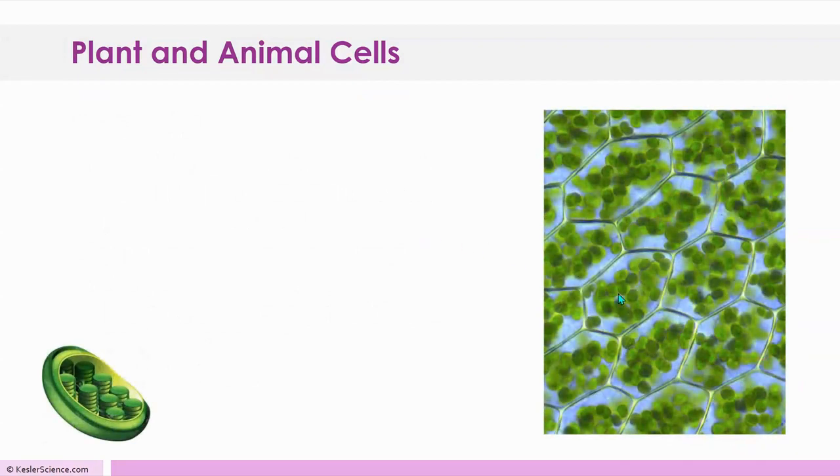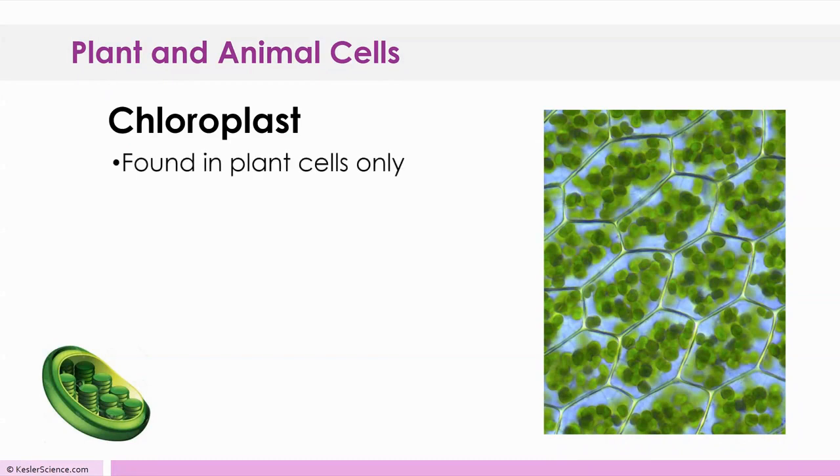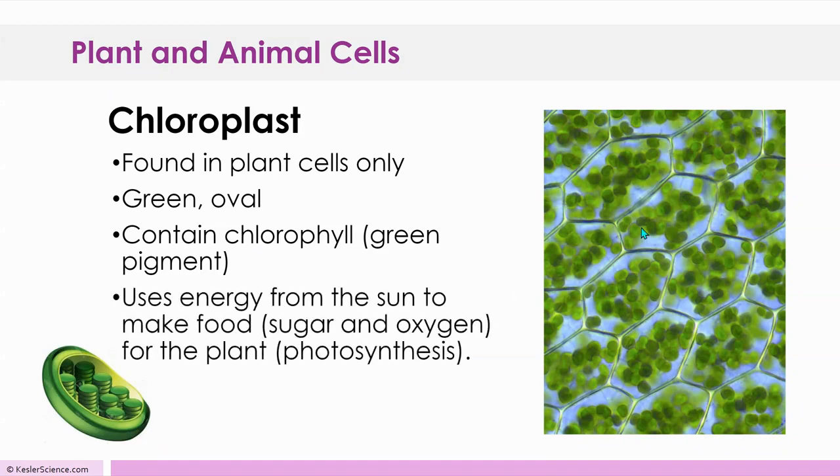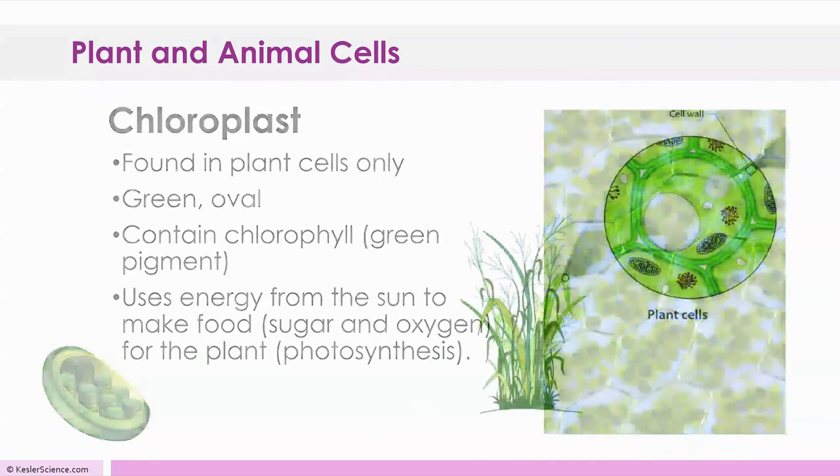This is something you can see: green, green, green. These are green discs, and these are chloroplasts. Chloro meaning green, plast meaning a sac or a container. So they're green sacs. They're found in plant cells only. They're green, they're oval, and they contain the pigment chlorophyll. And this chlorophyll is what captures the sun's energy. It is able to convert sunlight, water and carbon dioxide into sugar for the plant to use, and into oxygen for other organisms to breathe.